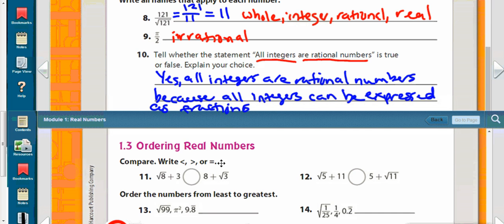So that's it for part 2. We'll continue with 1.3 in a second.